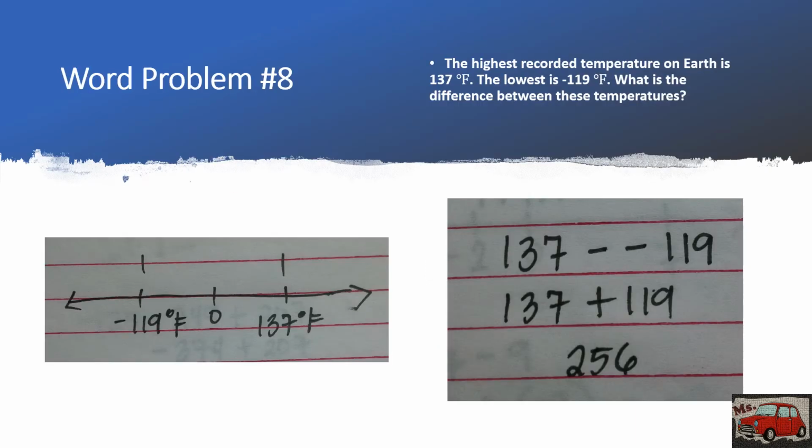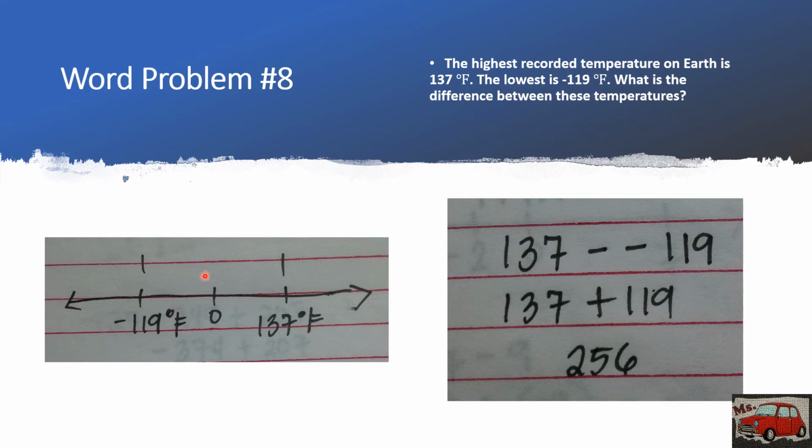The highest recorded temperature on Earth is 137 degree Fahrenheit. The lowest is -119 degree Fahrenheit. What is the difference between these temperatures? Okay, so we're gonna look for the difference ng temperature which is highest recorded and the lowest recorded, okay?